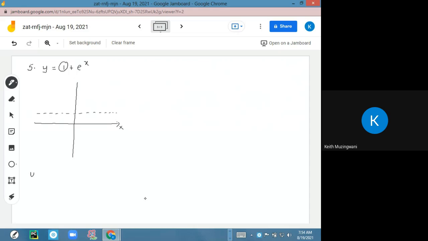You know the y-intercept is always when x is 0. So you substitute 0 for x, and you notice that e to the power 0, even if I don't know what e is, e to the power 0 is 1. So we have 1 plus 1, which is 2. So the intercept is now at 2. Remember, the asymptote is 1, and so your graph comes out in this manner. We call it a shifted graph of an exponential function.